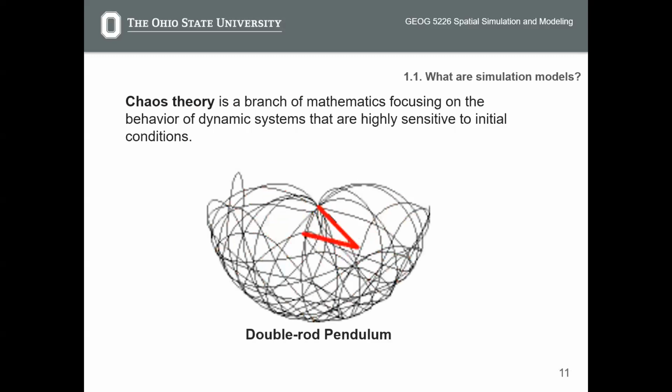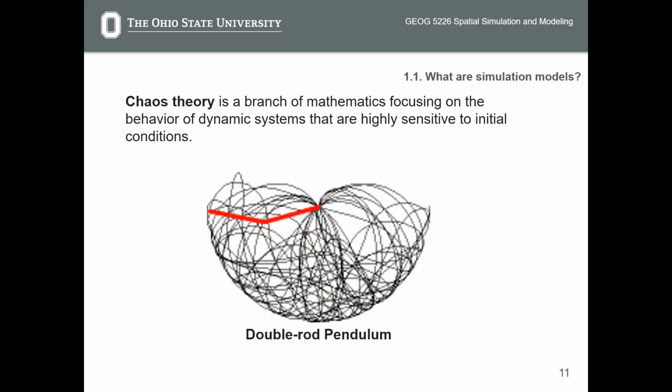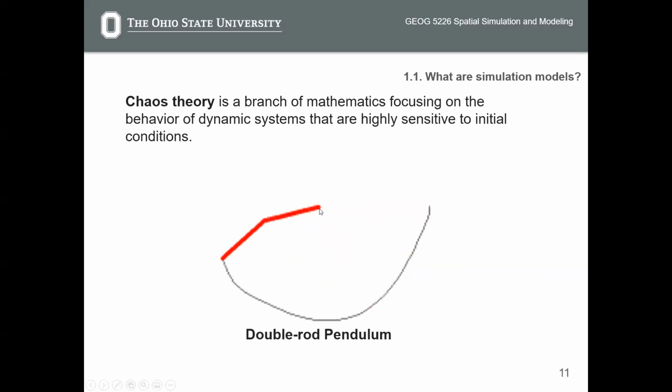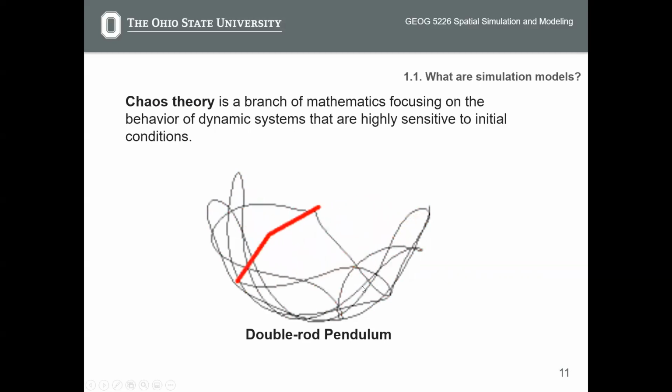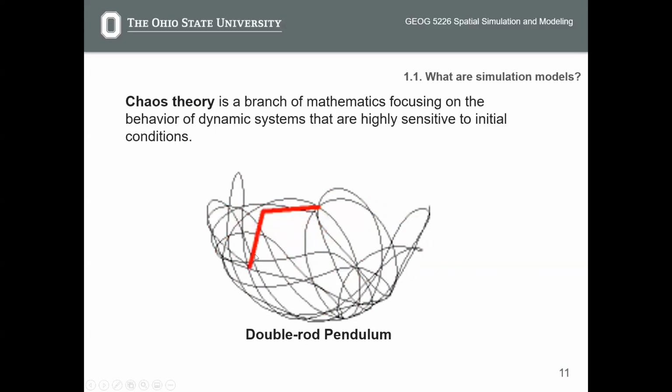It's called a double-rod pendulum. So here we have a pendulum with two rods, right? The first segment and the second segment. One end of this double-rod pendulum is fixed at a specific location in space, right here. And when you push it, it will swing. If we trace the other end of this double-rod pendulum, we want to draw the trajectory of the other end of this double-rod pendulum.